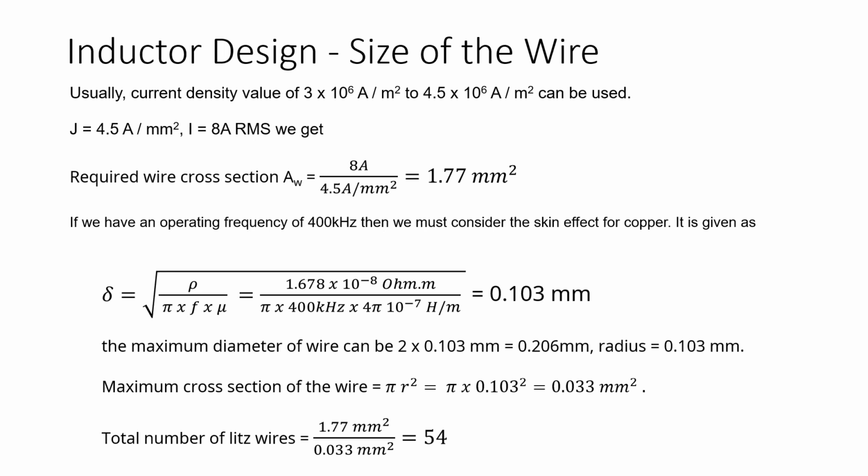Now we have to find the inductor size, the size of the wire. To find the size of the wire, we have to use a current density value of 4.5 amperes per millimeter square. This is the standard value. This value can be in this range. I'm using this value, and if we have a current of 8 ampere RMS, then we can find the cross section area of the wire.